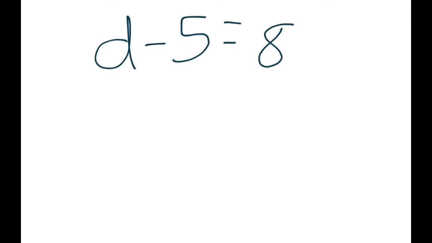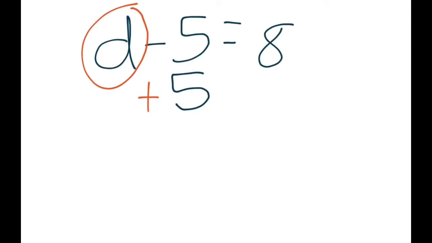Okay? So first thing we need to do is we need to isolate the variable. This right here, the d is our variable. We need to isolate it, and we're using subtraction. So we need to use the inverse of subtraction, which is, you got it, addition. So we're going to add 5, okay? And then what we do to one side, we always have to do to the other.